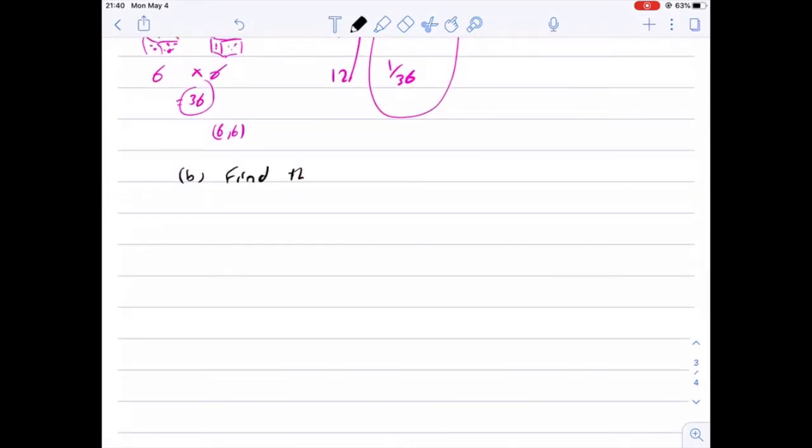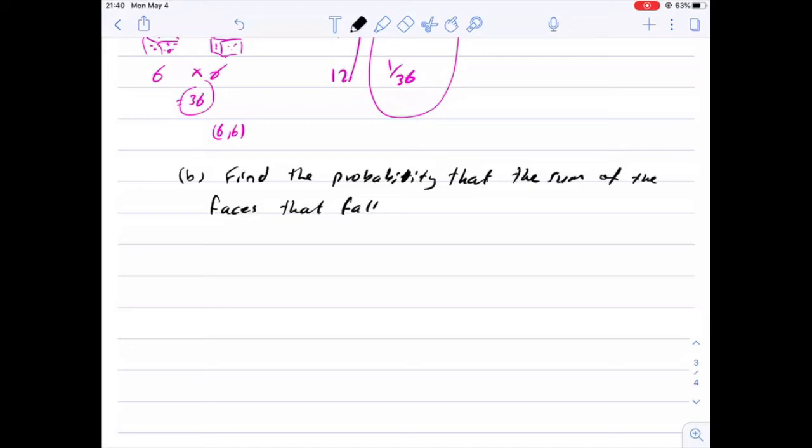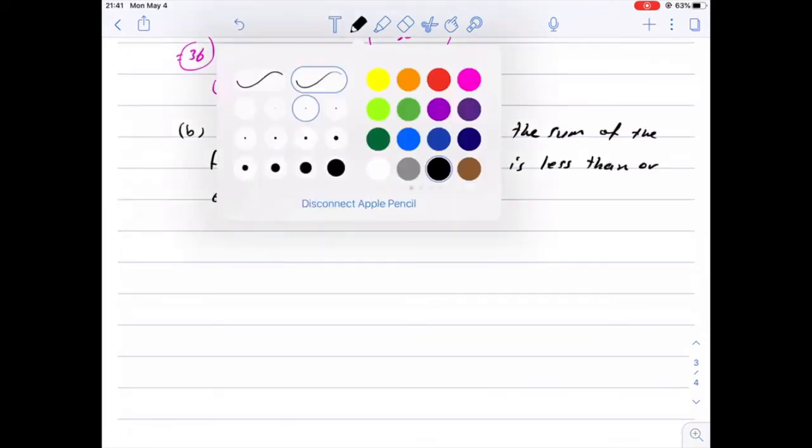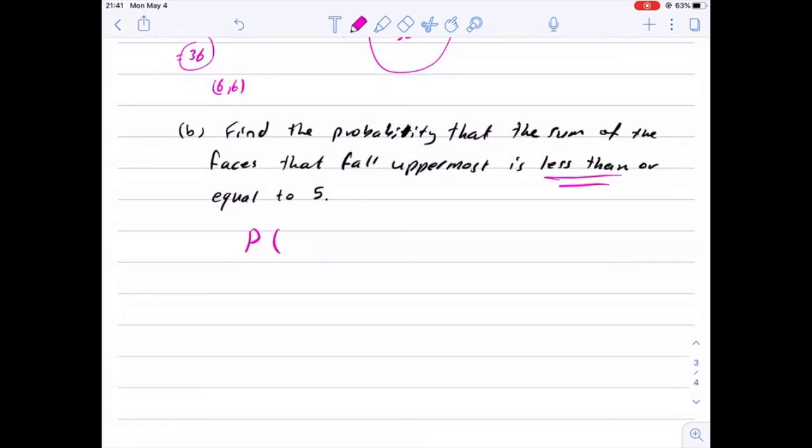we want to find the probability that the sum of the faces that fall uppermost is less than or equal to 5. Now this is the probability we want to find: the probability that the value of the random variable is less than or equal to 5.